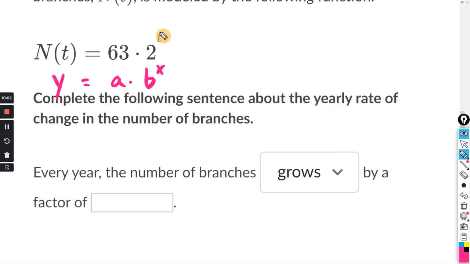If the exponent here were a 3, let's say the exponent were a 3, that would be 2 to the 3, and then you'd multiply by 2 3 times. So each time it's growing by a factor of 2, or a multiple of 2.